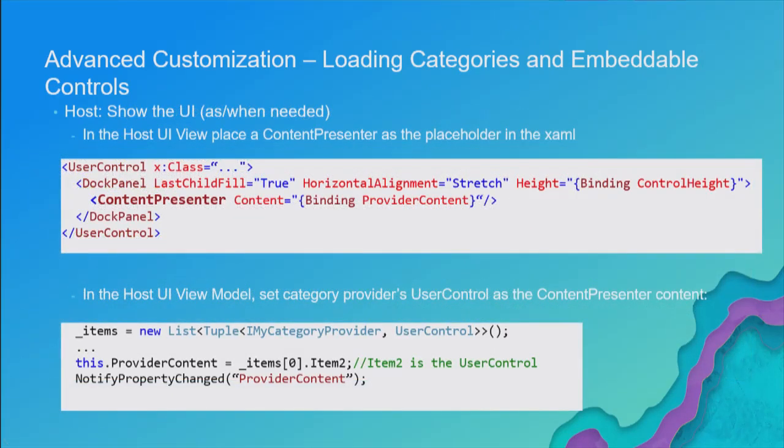Somewhere else in my module, I'm using a content presenter that's a standard WPF control. It acts as a placeholder. The user selects whichever provider they want, report they want, whatever. I take the user control, I bind it to the provider content property on my view model, provider content, name's arbitrary. Notify property change to refresh the UI, my user control shows.